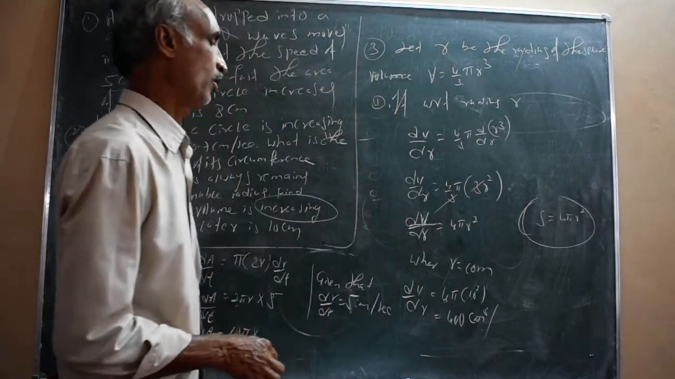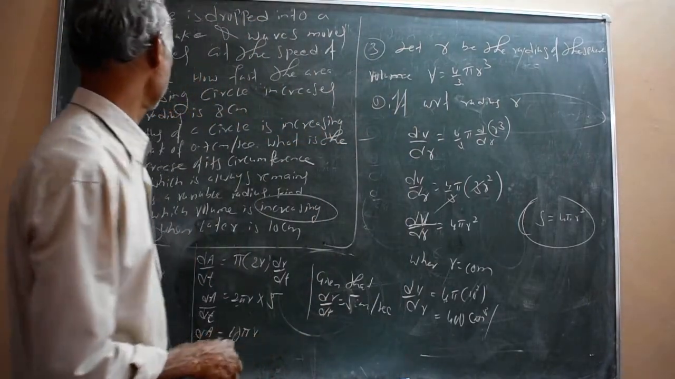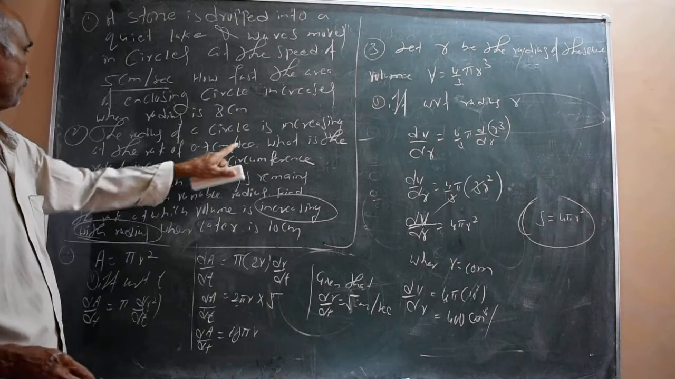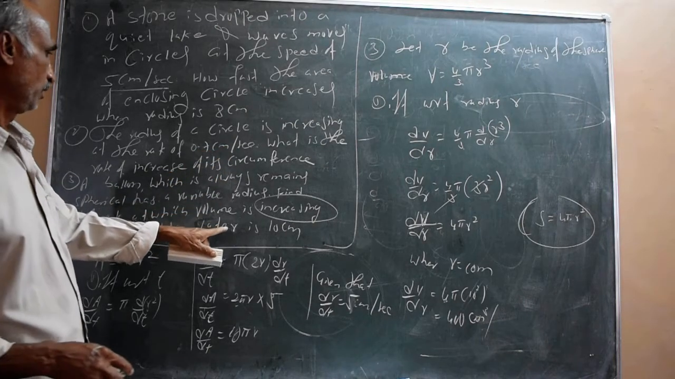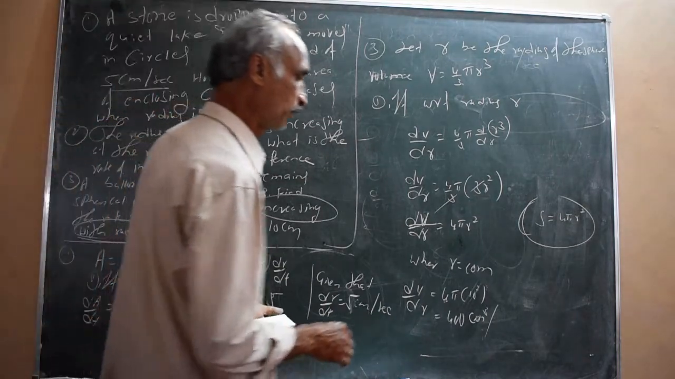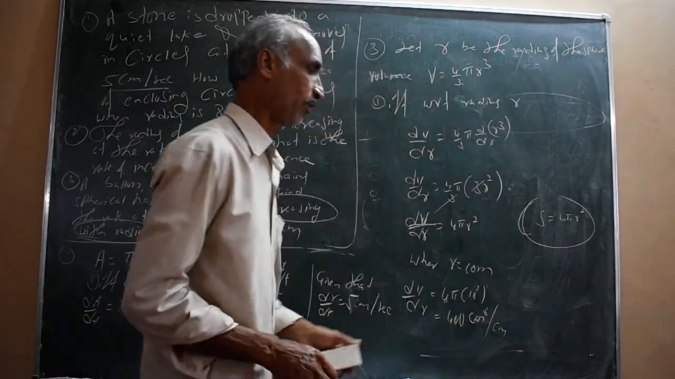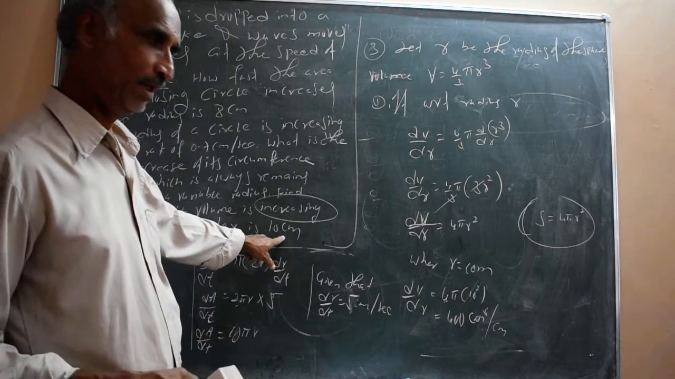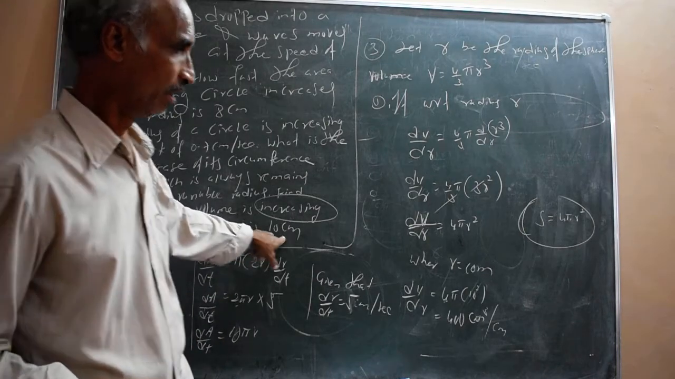Volume is 3 dimensional, no? Centimeter cube per second, because centimeter per second is mentioned. Okay, no, centimeter. I went wrong. Centimeter cube per centimeter, because it is with respect to radius. Radius is 10 centimeter mentioned, means length is in centimeter.